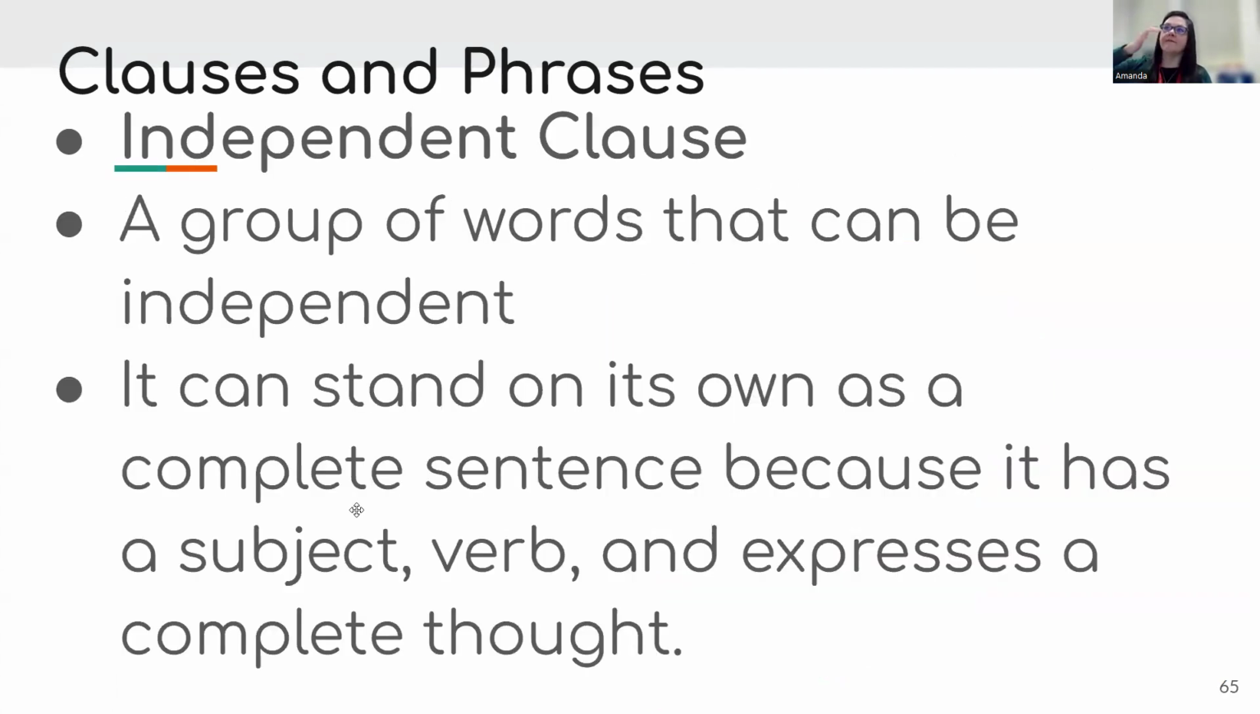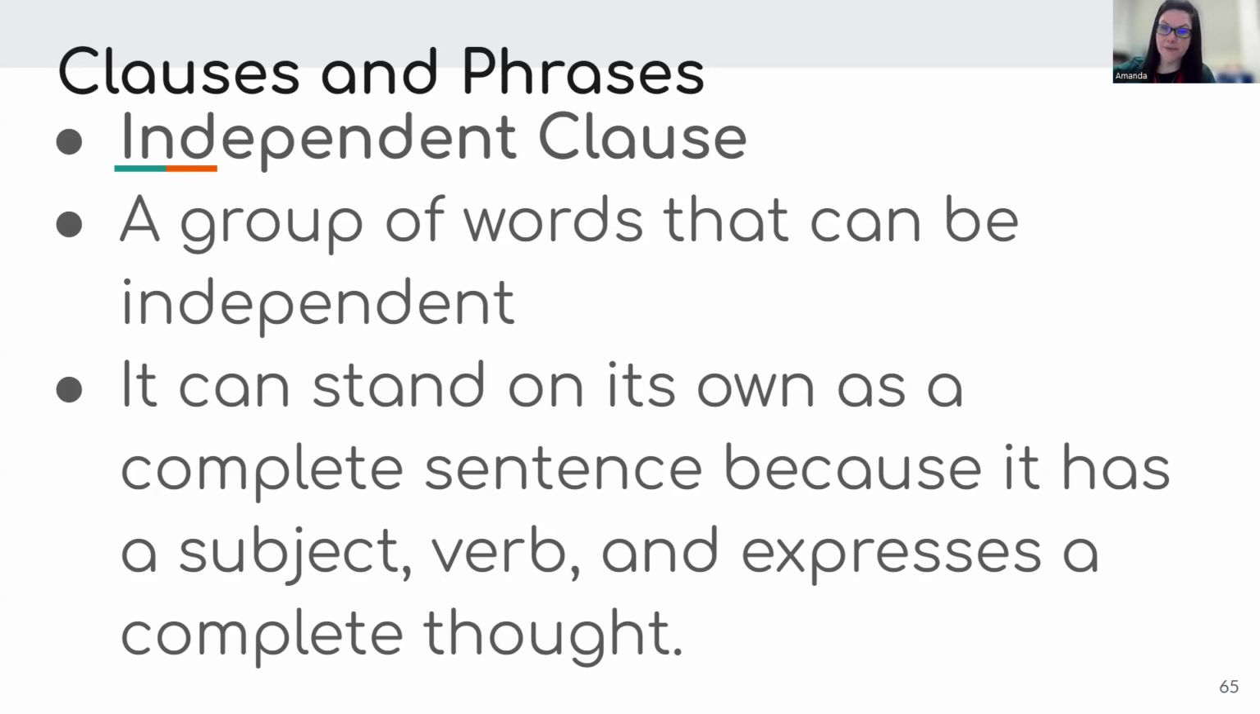The first one is an independent clause. These are a group of words that can be independent. It can stand on its own as a complete sentence because it has a subject, verb, and expresses a complete thought. Remember, subject is a noun or a pronoun, and a verb is action. And there's no extra words that make it to where it needs more information, so it's a complete thought.